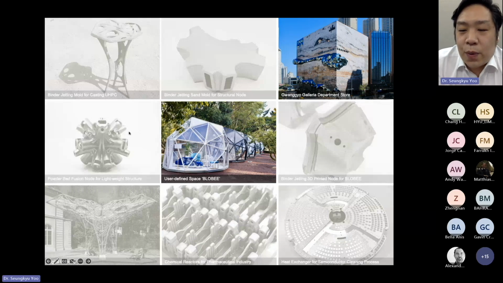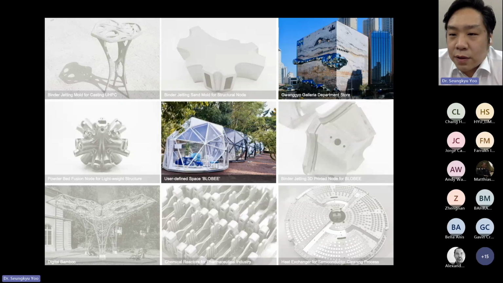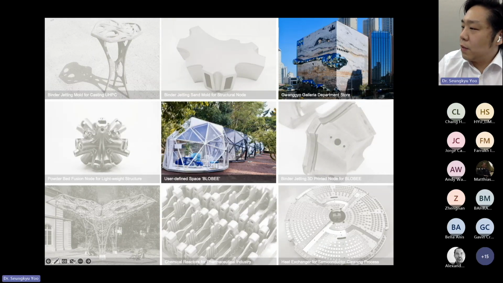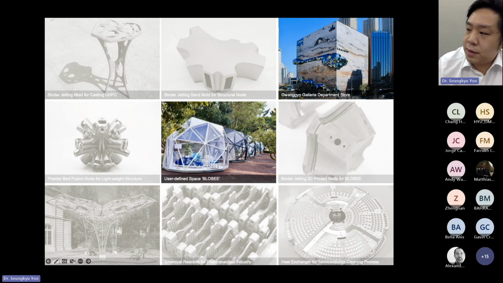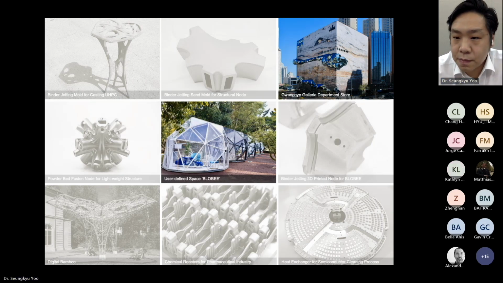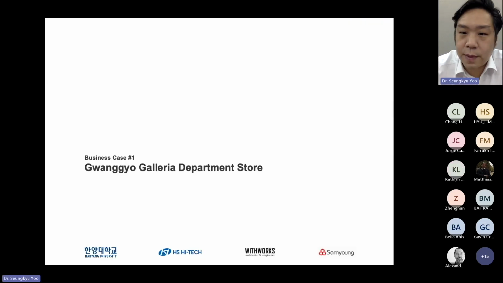Let's get to the point. I'd like to show you the Gwangju Galleria Department Store project and the BLOBEE project, which have common features regarding the structure: a nodal system. Additionally, these cases use different additive manufacturing technologies. Let's move on to the next page.